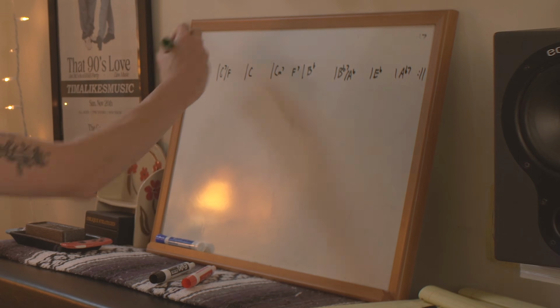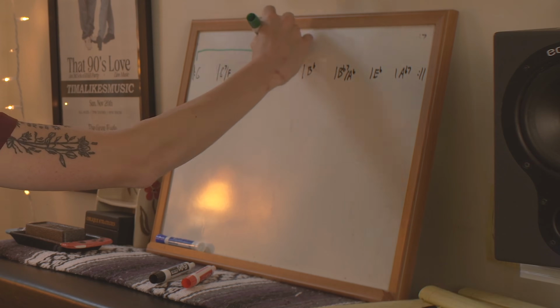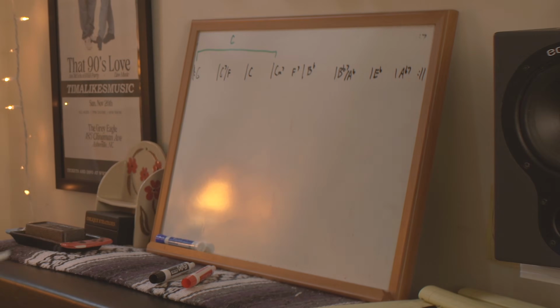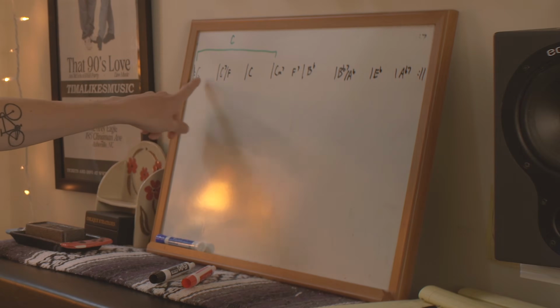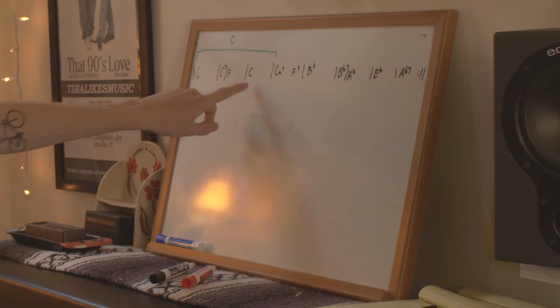So let's get into what's going on here. Broadly speaking, there are two keys happening. There's the key of C and the key of E flat. So beginning here, these first three measures are in the key of C. So we have our 5 to our 5-7 to 1.